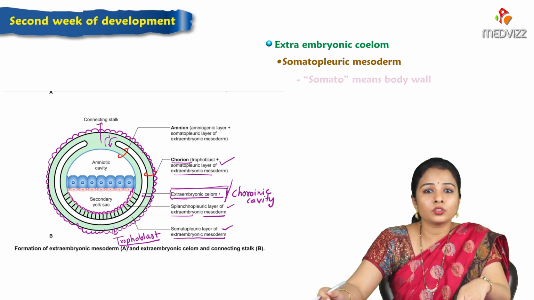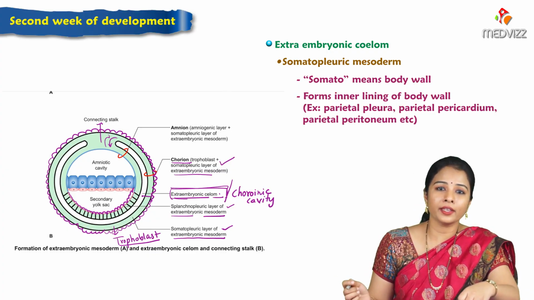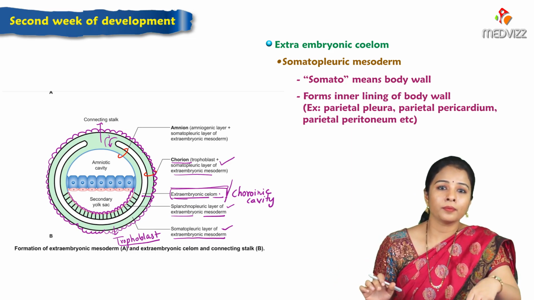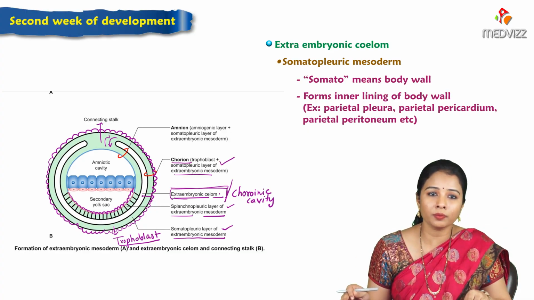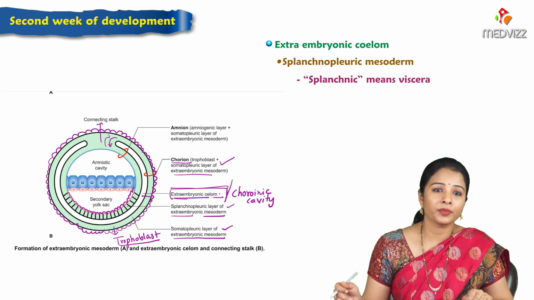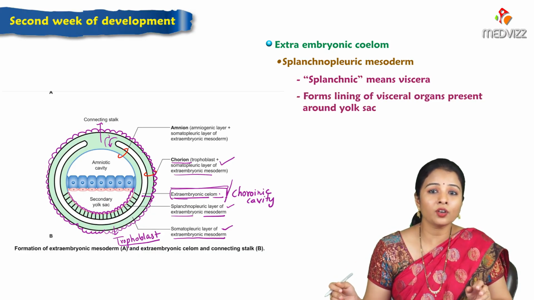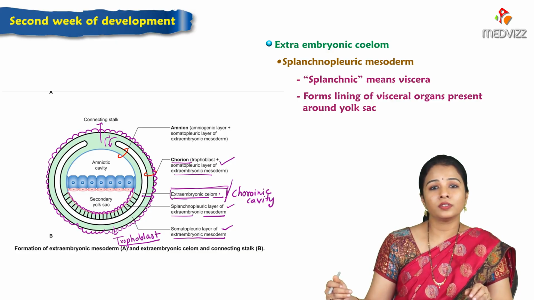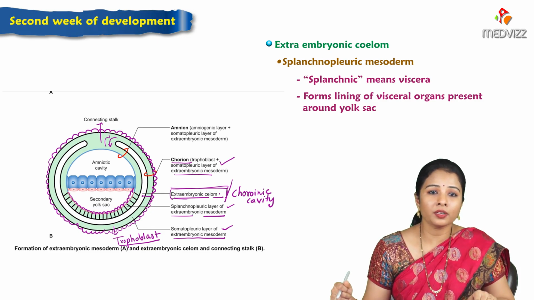Somatopleuric, somato means body wall. So this somatopleuric mesoderm forms the inner lining of the body wall, like the parietal pleura, parietal pericardium, parietal peritoneum, all parietes. So the parietal layers are from the somatopleuric mesoderm. Splanchnopleuric, splanchnic means viscera. So the layer with the viscera, that is splanchnopleuric mesoderm, forms the lining of the visceral organs present around the yolk sac. That is the visceral pleura, visceral pericardium, all these are derived from the splanchnopleuric mesoderm.